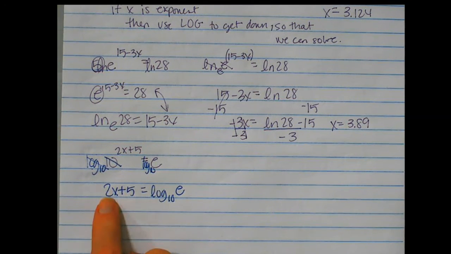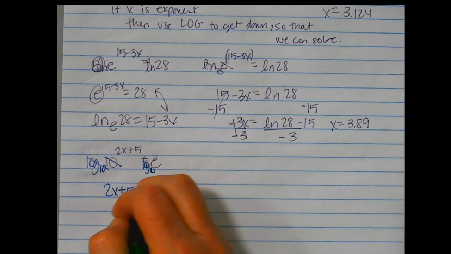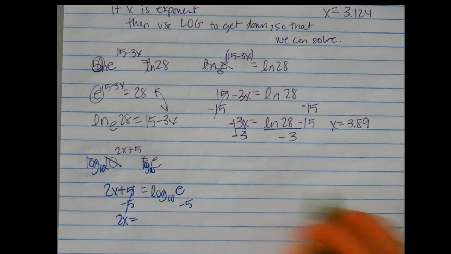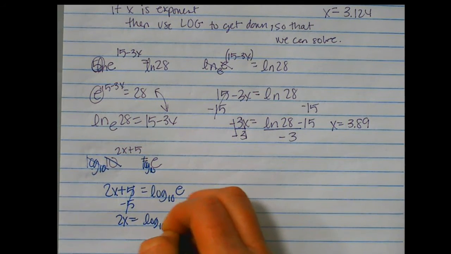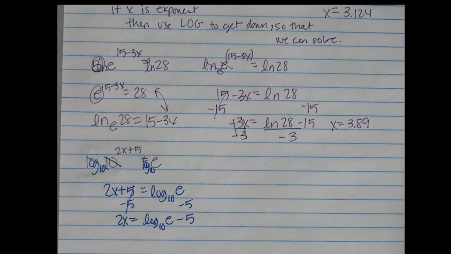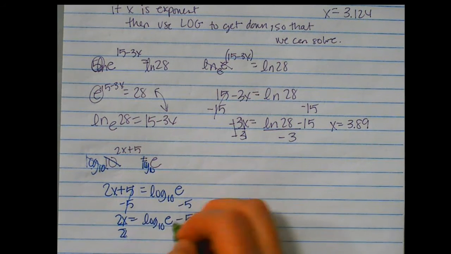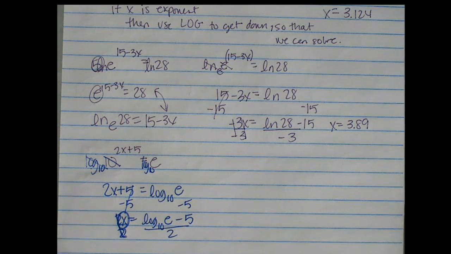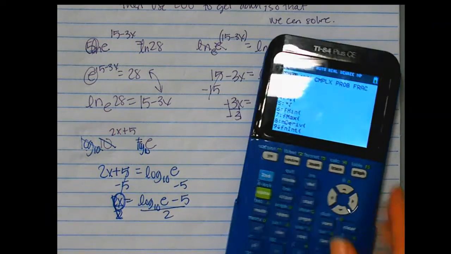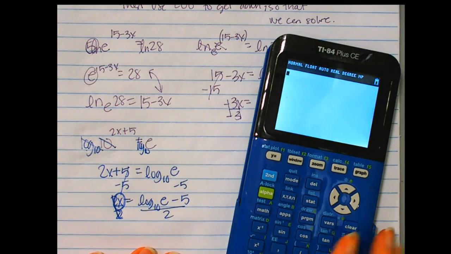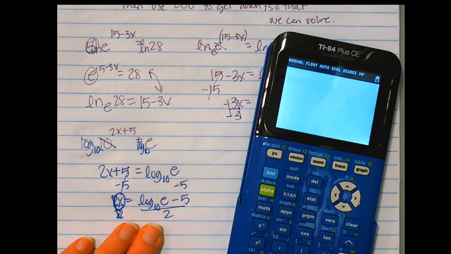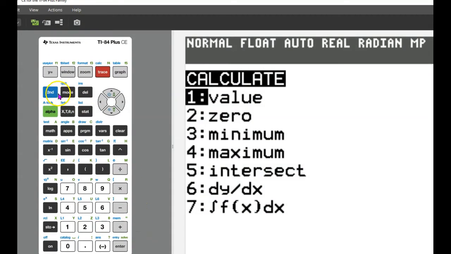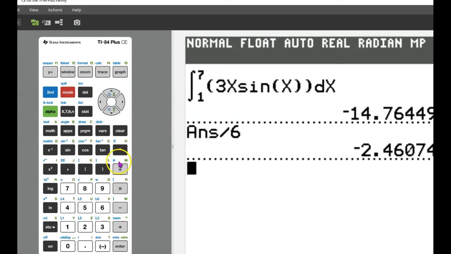There are still two things happening to x. We need to move this 5 and divide by 2. So we're going to say minus 5. So 2x equals log base 10 of e minus 5, divided by 2. x equals, and we put all that in the calculator, just like it says. So I'm going to say, that's really small. I'll use this calculator.